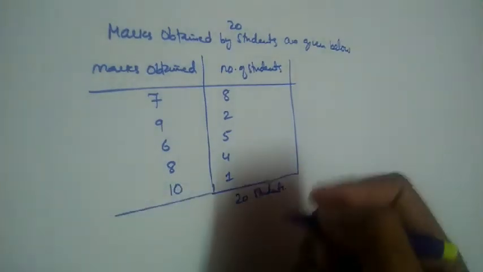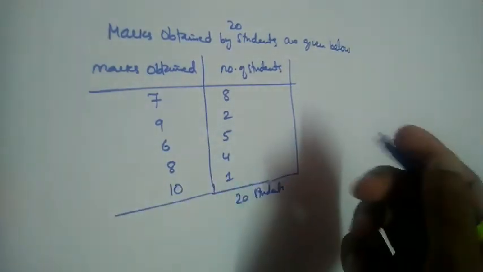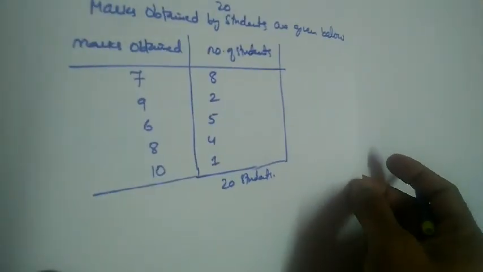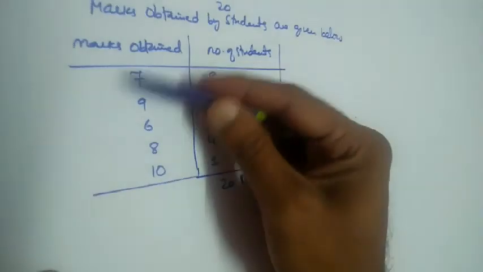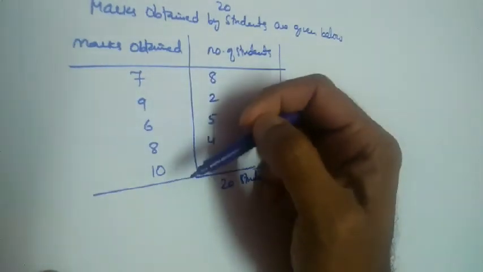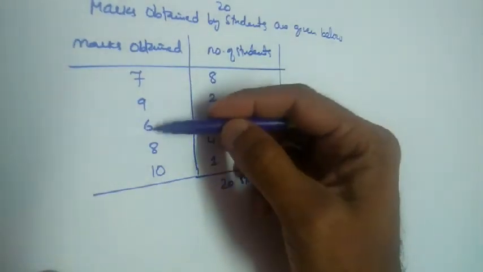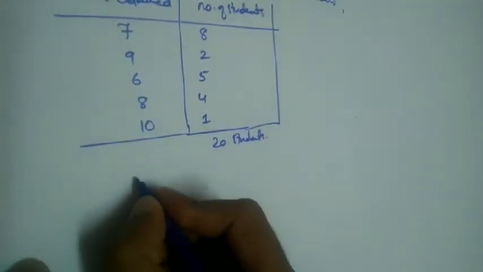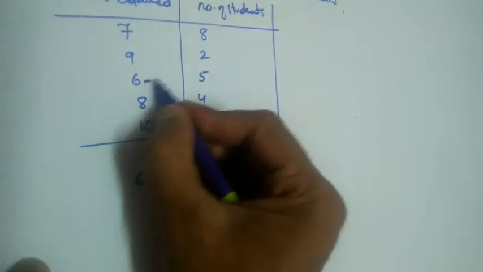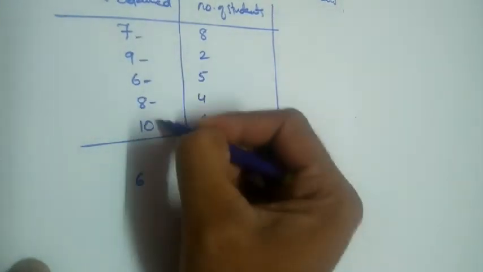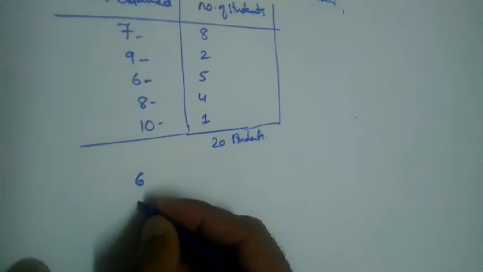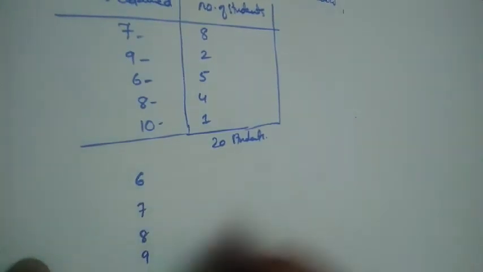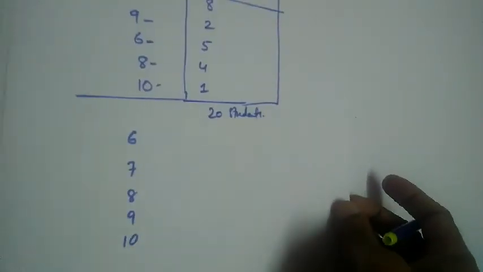Okay. So let us find the median of this. See, there are two methods of finding the median for this problem. What we can do is, first we need to arrange the marks in either ascending or descending order, right? We will arrange this in ascending order. The smallest number is 6, then comes 7, 8, 9 and 10.